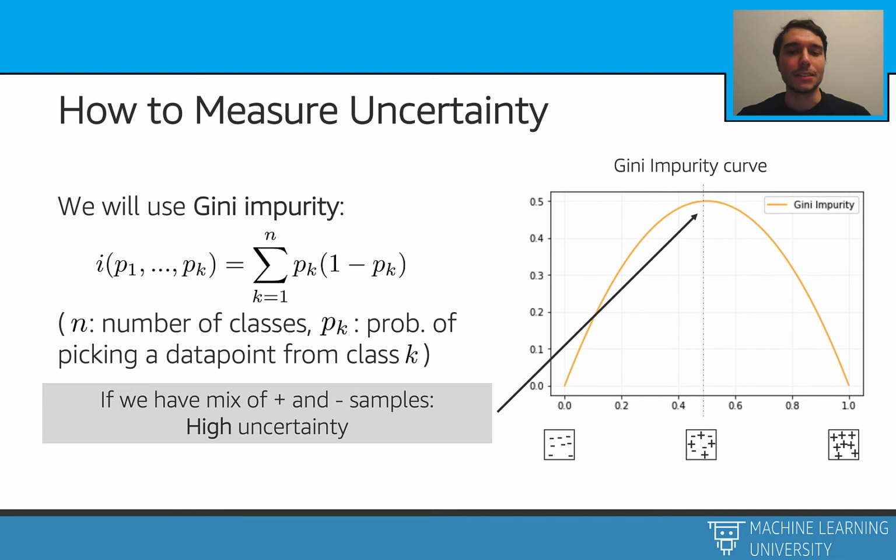On the other hand, when we have a 50-50 distribution, over here this gives me the highest amount of uncertainty or impurity. So this function works. But how do we calculate these numbers? We will also have an example for that.